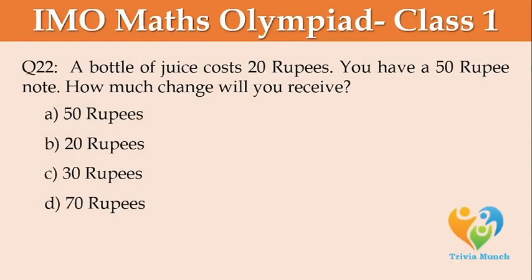A bottle of juice costs 20 rupees. You have a 50 rupees note. How much change will you receive? Option A 50 rupees, option B 20 rupees, option C 30 rupees, option D 70 rupees.